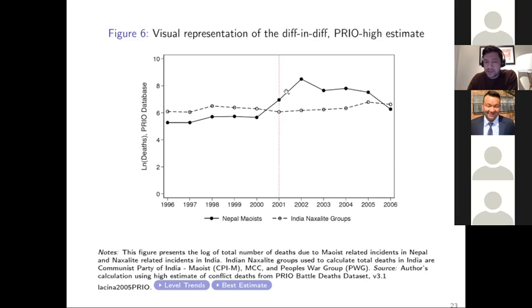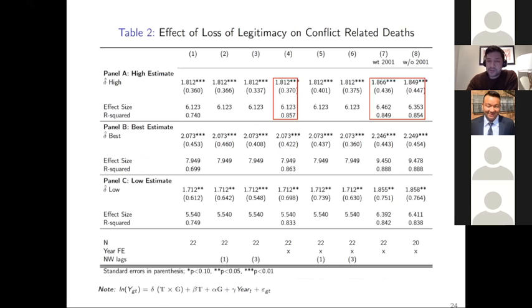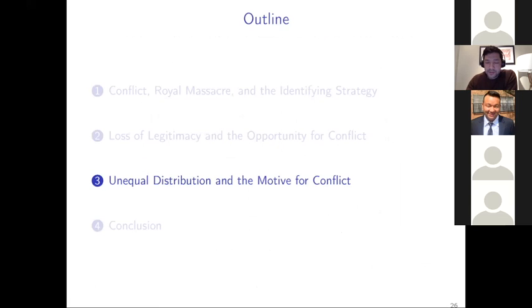Instead, we see this increase in the Nepali case, and if you do the regressions, and there are a few of them here, more in the paper, what I find is a 6-fold increase. I'm going to skip through some of that to go to more of the distribution aspect.